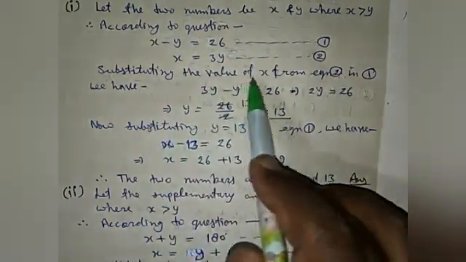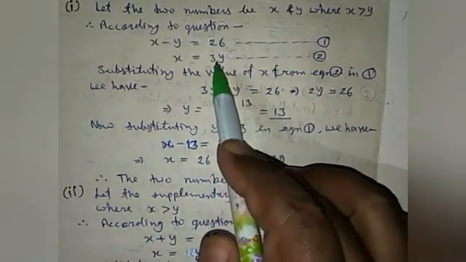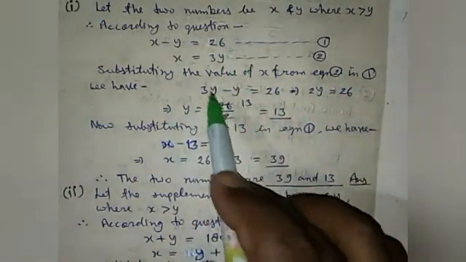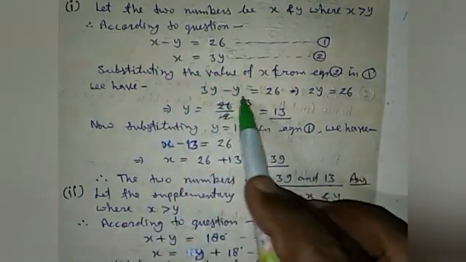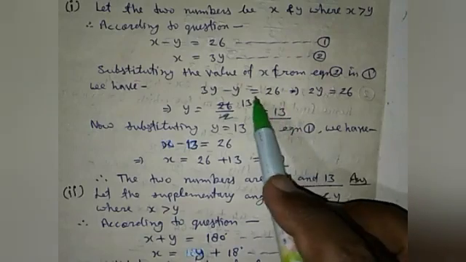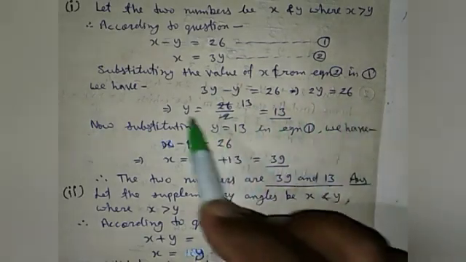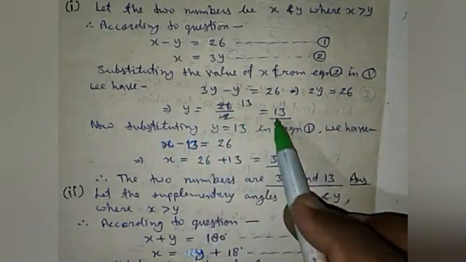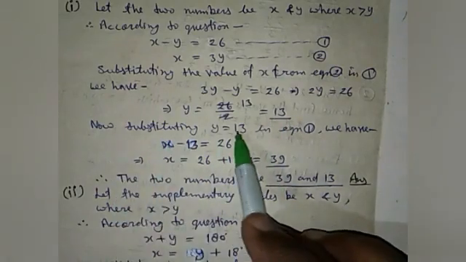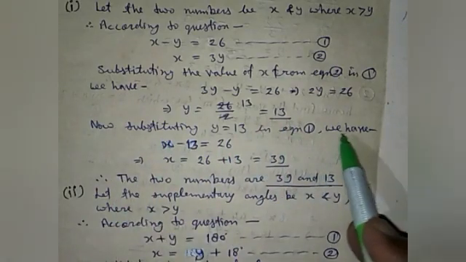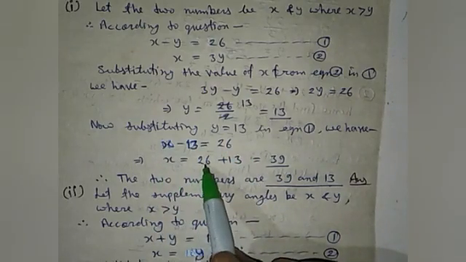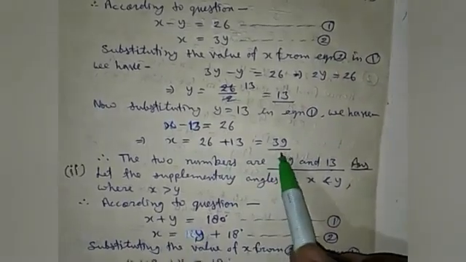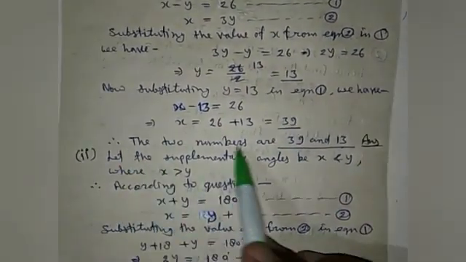Now, substituting the value of x from equation 2 in equation 1, we get 3y minus y equals 26. So 2y equals 26, hence y equals 26 divided by 2, that is 13. Substituting y equals 13 in equation 1, we have x minus 13 equals 26. So x equals 26 plus 13, that is 39. Hence the two numbers are 39 and 13.